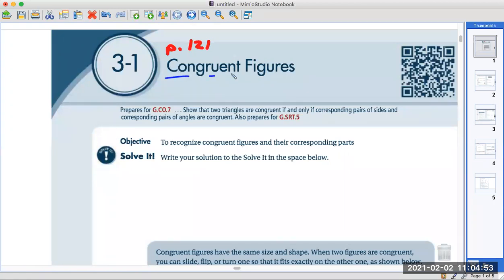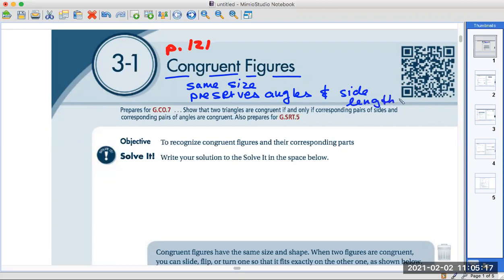Okay, congruent, same size. So it preserves angles. So all the angles are the same, and also all the side lengths. And what we're learning today is how to recognize congruent figures and their corresponding parts.